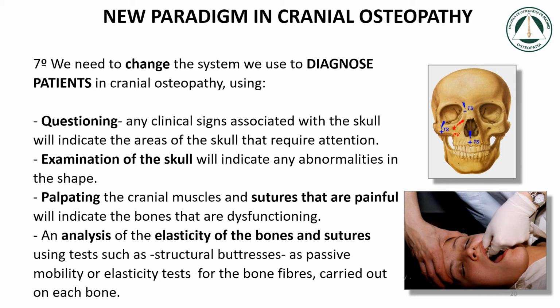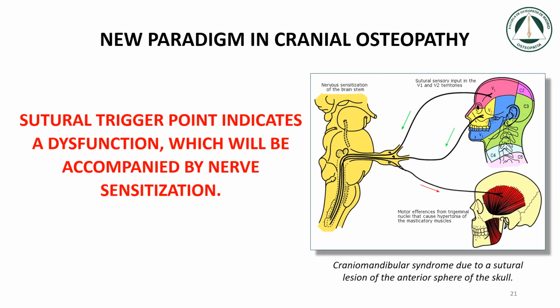The upper figure shows sutural trigger points for the maxilla. The lower figure shows a passive elasticity test for the bone fibers, carried out on the maxilla bone. A sutural trigger point indicates a dysfunction, which will be accompanied by nerve sensitization. In this example of a case of a craniomandibular disorder, caused by spasms in the masticatory muscles, due to irritation at the level of the sutures in the territory of ophthalmic branch V1 and maxillary branch V2 of the trigeminal nerve. The phenomenon of facilitation will maintain a high level of tension in the muscles, producing referred pain to the skull and TMJ.